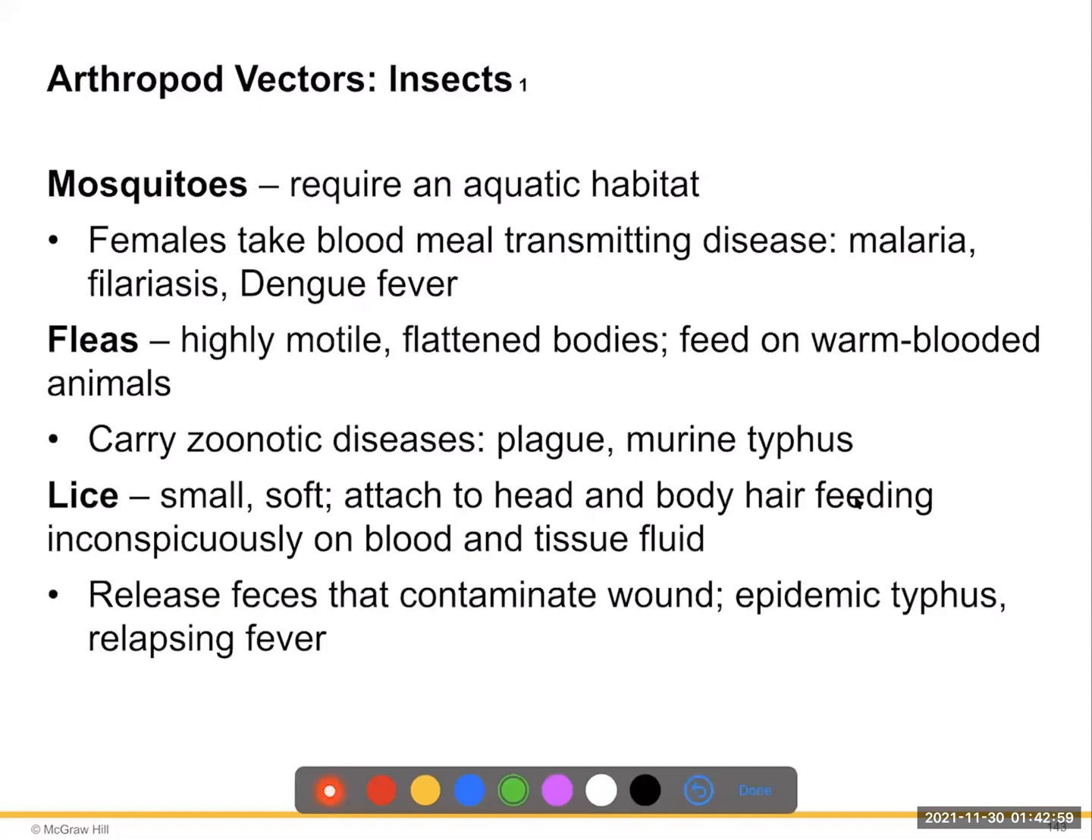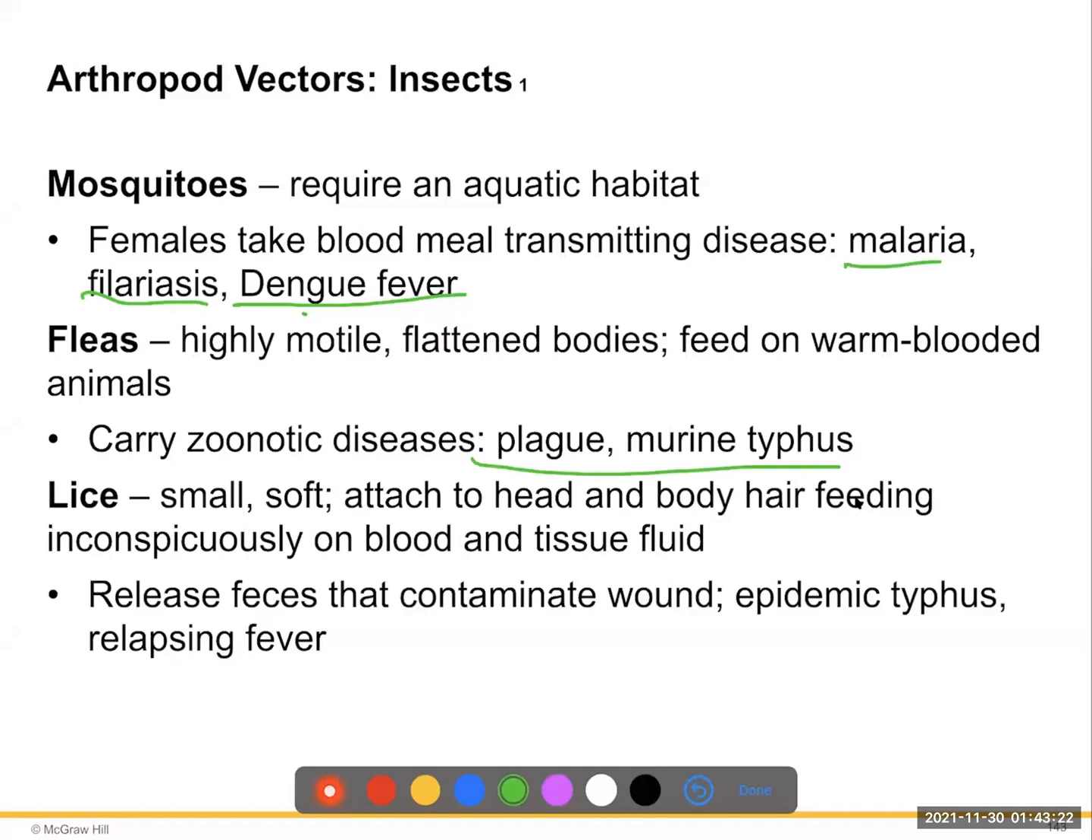Arthropod vectors include insects. Mosquitoes require an aquatic habitat, usually standing or still water. Females take blood meals, transmitting the diseases malaria, filariasis, and dengue fever. Fleas are highly motile. They go all over the place. They have a flattened body and feed on warm-blooded animals. They carry zoonotic diseases. They carry the plague and murine typhus.